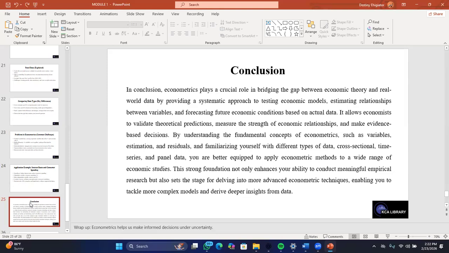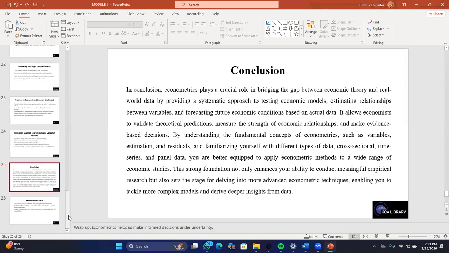By understanding the fundamental concepts of econometrics, such as variables, estimation, and residuals, and familiarizing yourself with data types, you are better equipped to apply econometric methods to a wide range of economic studies. This strong foundation not only enhances your ability to conduct meaningful empirical research, but also sets the stage for delving into advanced econometric techniques, enabling you to tackle more complex problems and draw deeper insight from data.